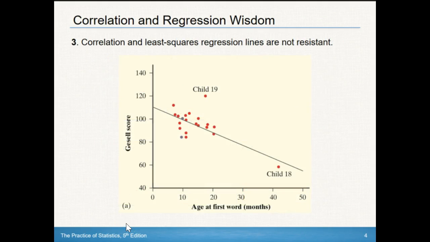So then here's another example, and it says correlation and least squares regression lines are not resistant. So this is kind of interesting. Here's a graph. Along the horizontal axis, we see they've recorded the age that an infant was when they said their first word. And then this is related to something called their Gessel score, which honestly I don't know anything about, but it's obviously some score that has to do with early childhood and their learning, I would suspect. So we see the least squares regression line there.